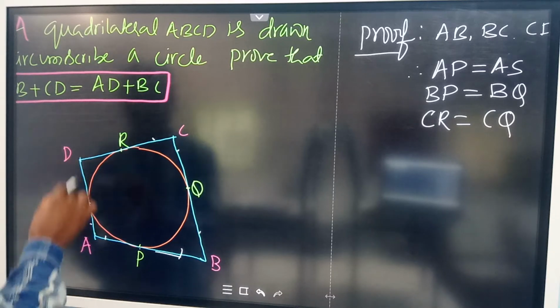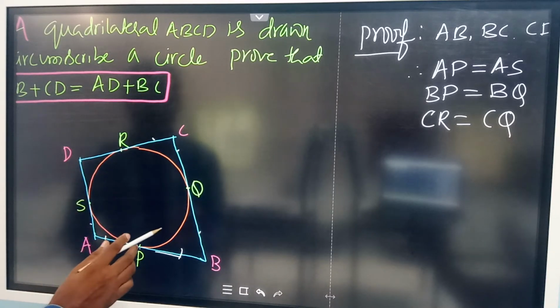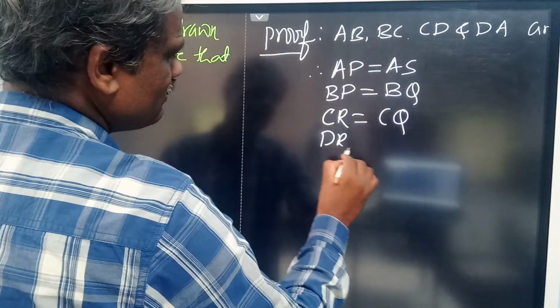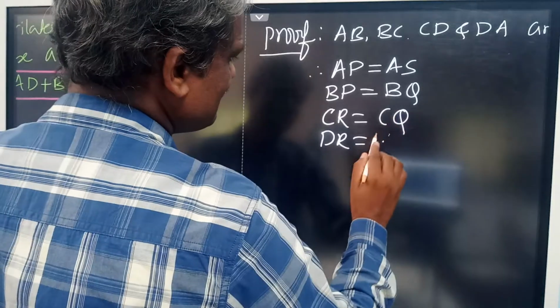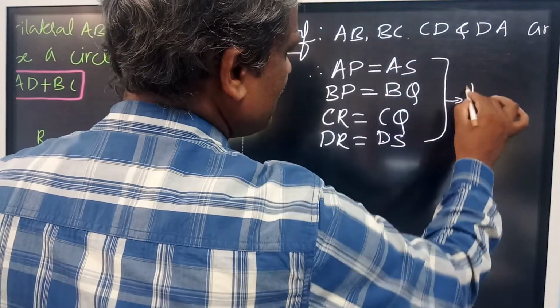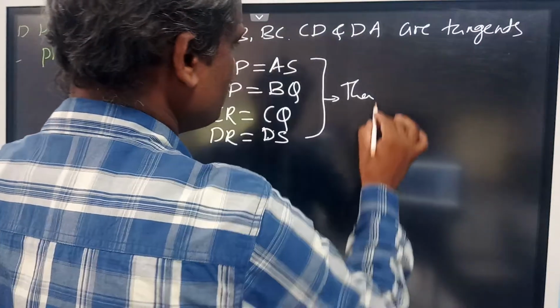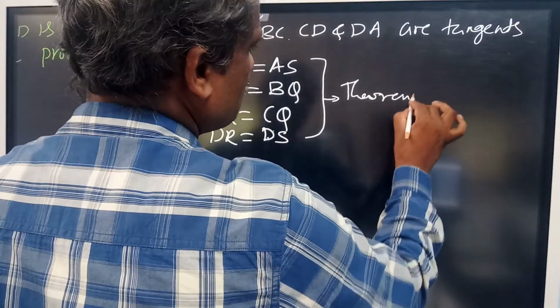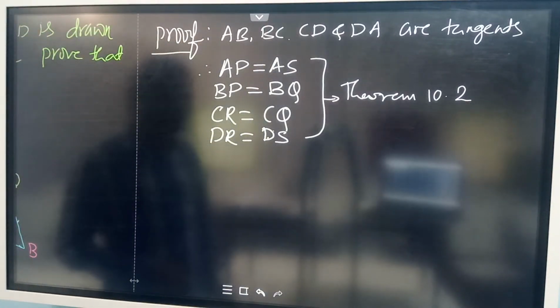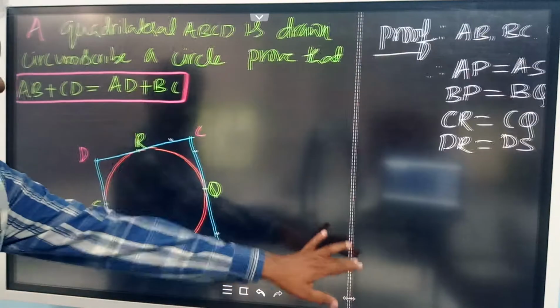Similarly, D is an external point. These two will become the tangents, the lengths of the tangents. So I can write DR is equal to DS. So these are all from theorem 10.2. From theorem 10.2, you can write all these things. Tangents drawn from an external point are equal.